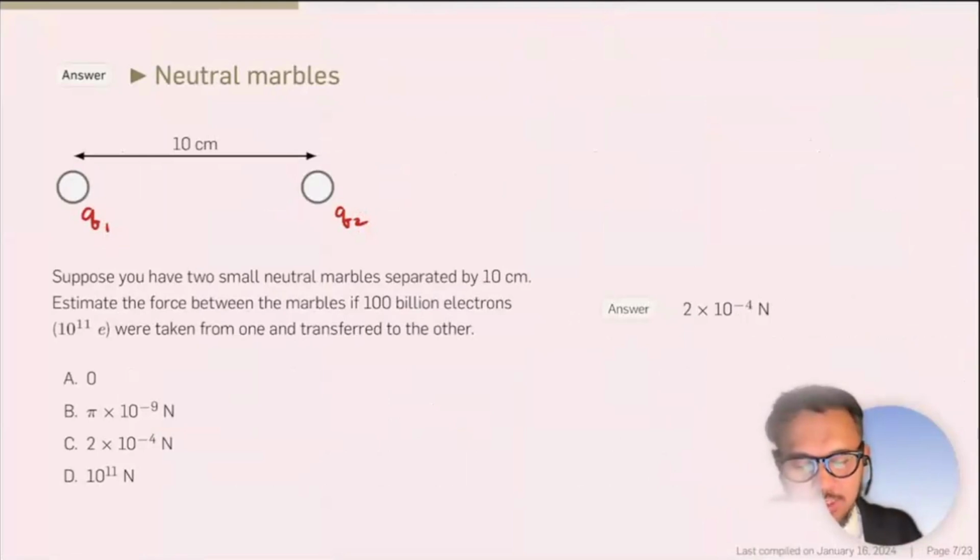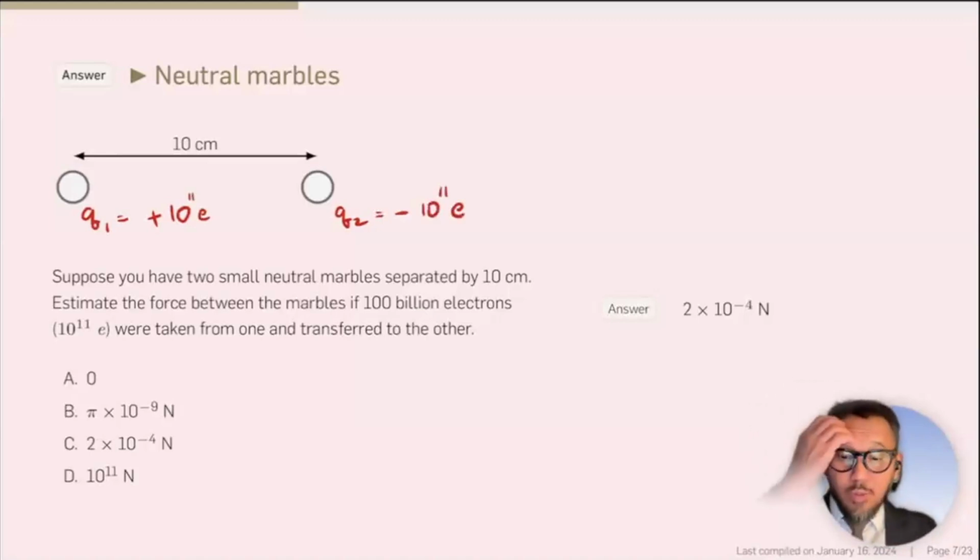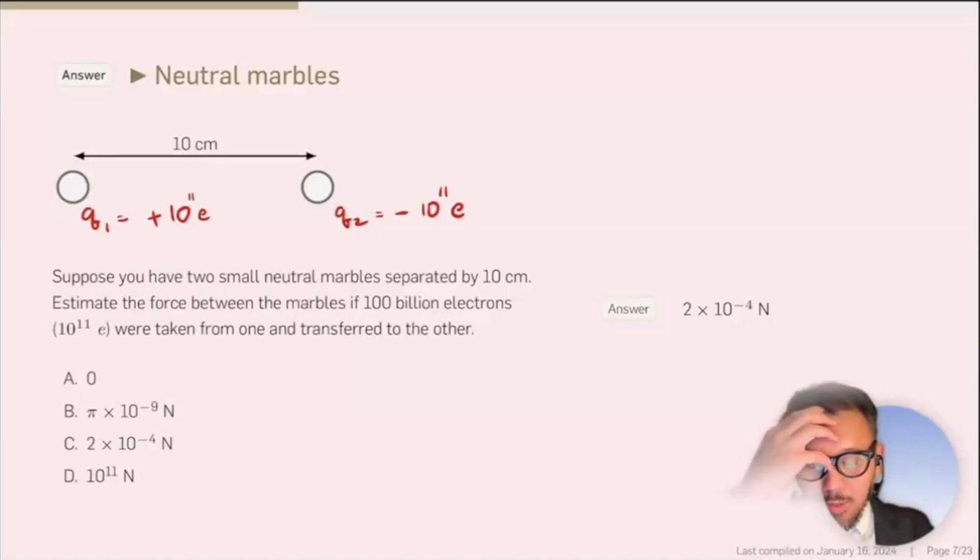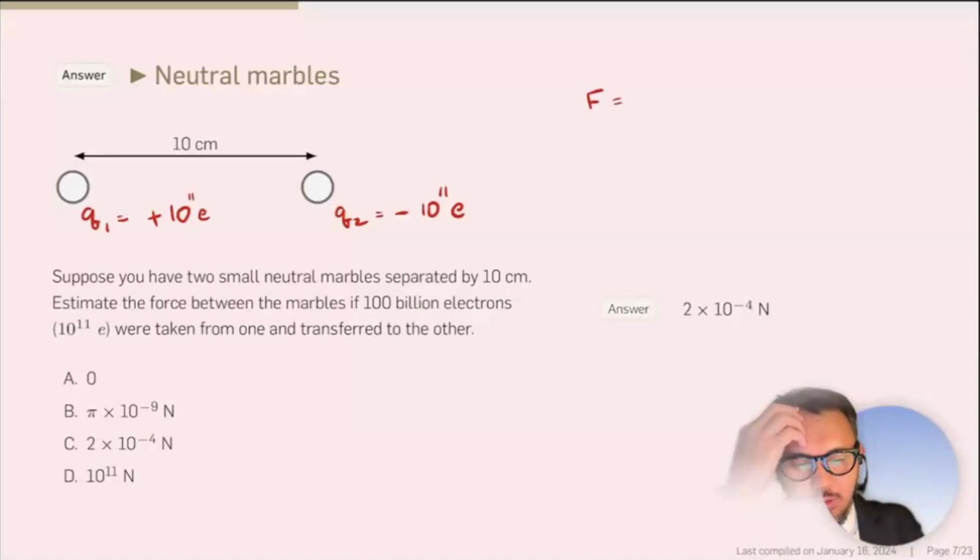So Q1 is positive because we take electrons away, and Q2 is negative, right? Because 10 to the 11th, because we put the electron from one marble to the other one. And then all you need to do next is F is equal to K times Q1 times Q2. And then this is just the magnitude divided by R square.